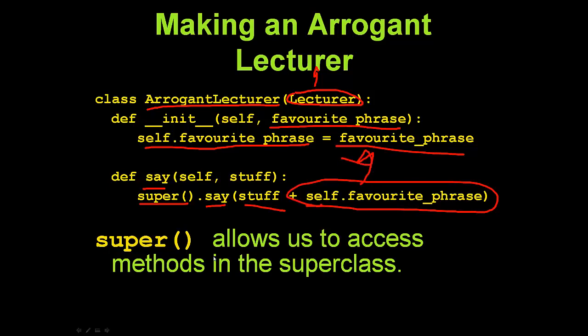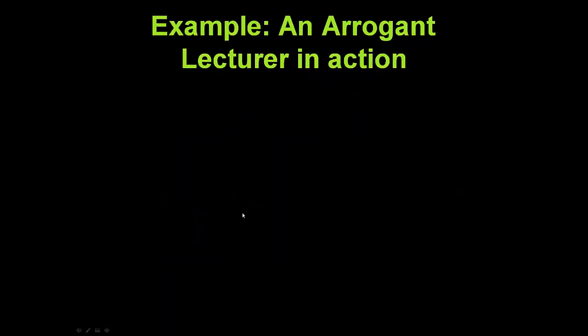Right, so super allows us to access methods in the superclass. Now, if you don't call super, say, then essentially, which is what say happens, right? So when you first call say, you hit this particular method, and this particular method will call super and call the say there. Let's take a look at how this works.